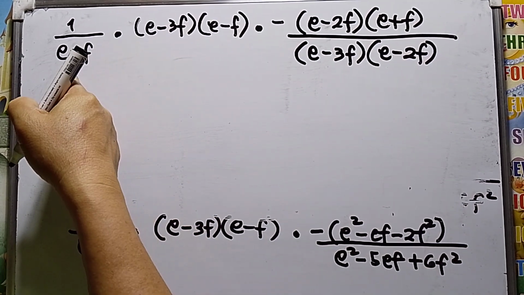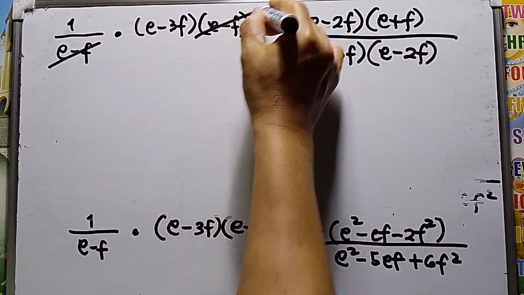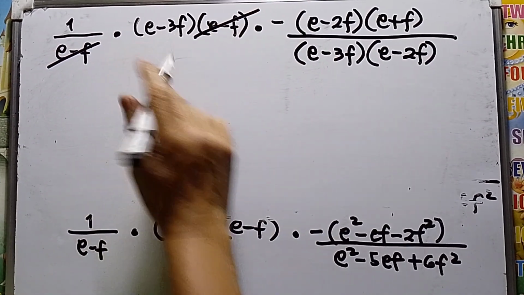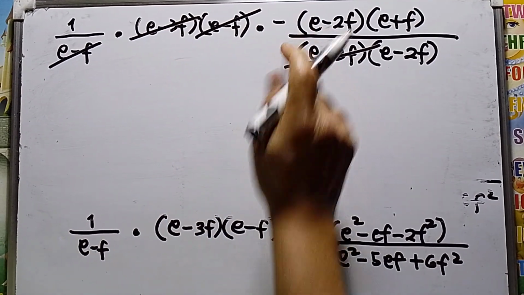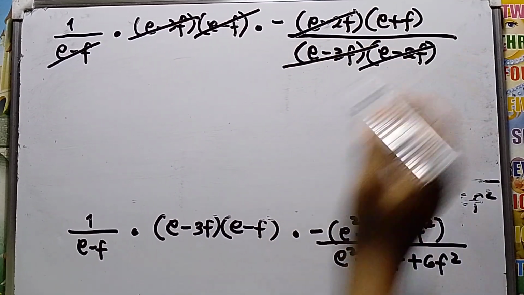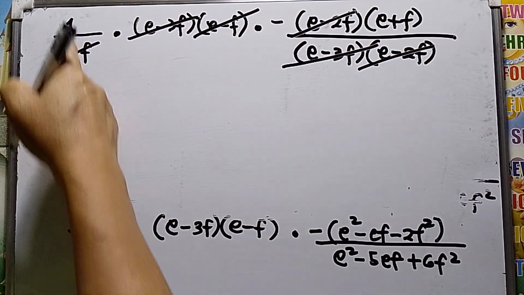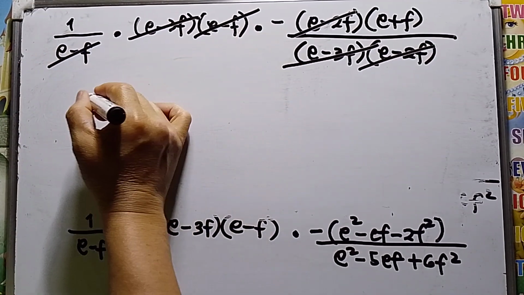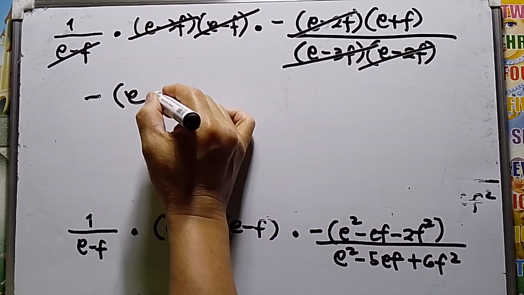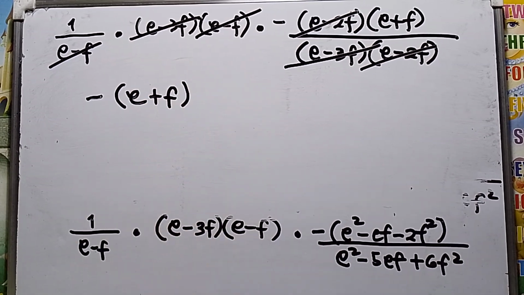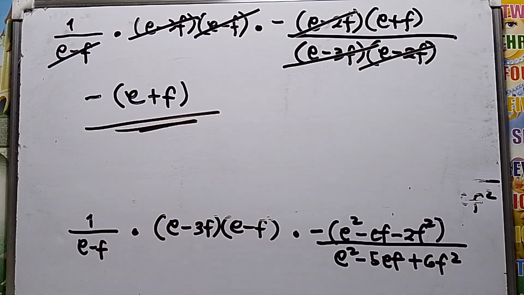So ef will be crossed out with ef, then e minus 3f cross out. How about e minus 2f, cross out? So 1, then this one will be e, then in parentheses e plus f. So this will be the final answer. That's all.